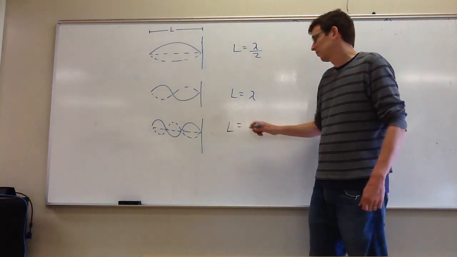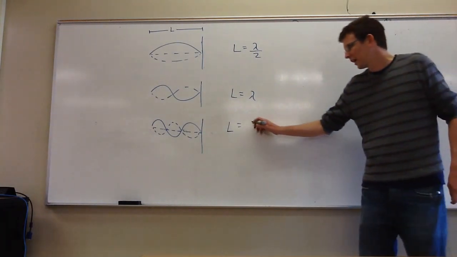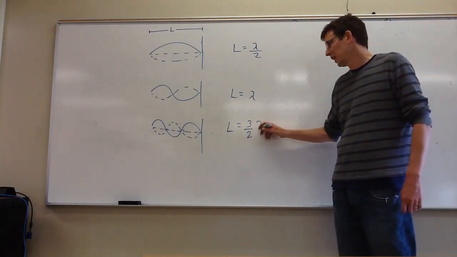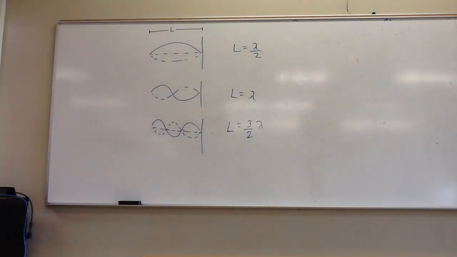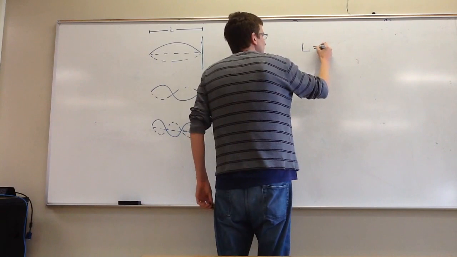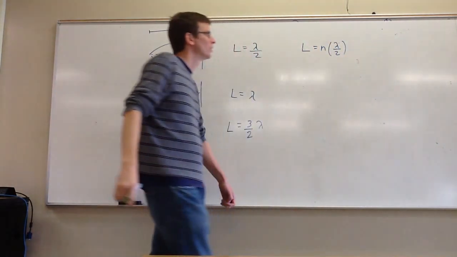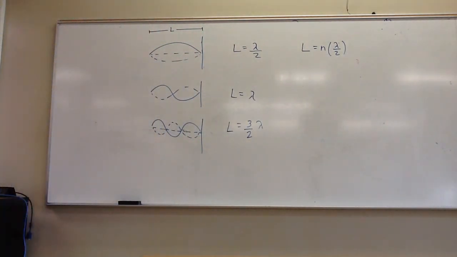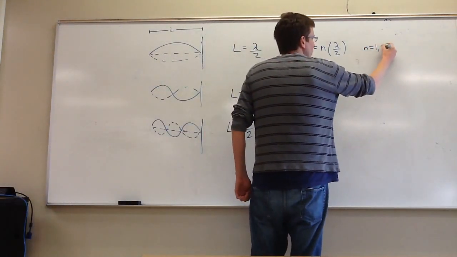What about this? How much of a wavelength is that? 1.5 wavelengths. Or, as I can write it as a fraction, 3/2. So there's a pattern here. And the pattern appears to be that L is an integer number of half wavelengths. So in the length of the string, you can fit a whole number of half wavelengths. n can be any integer. n equals 1, 2, 3.